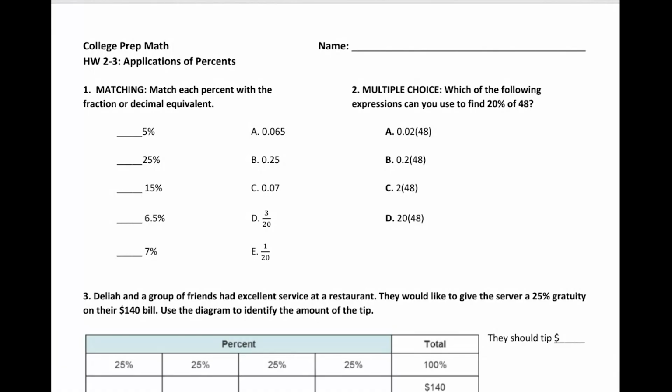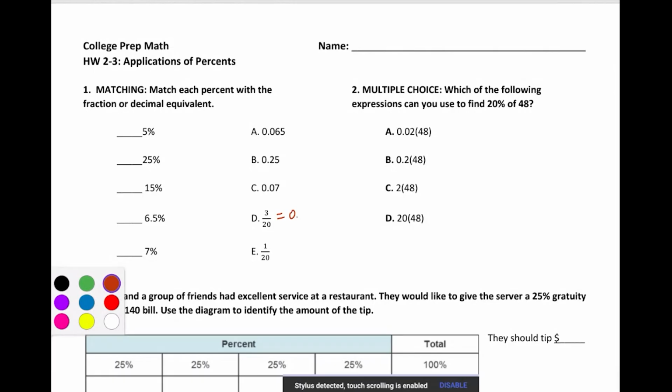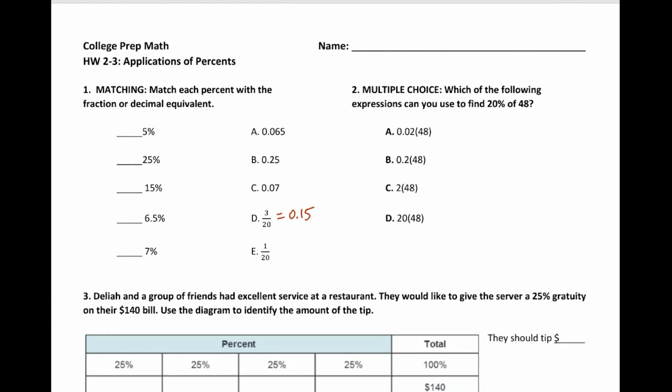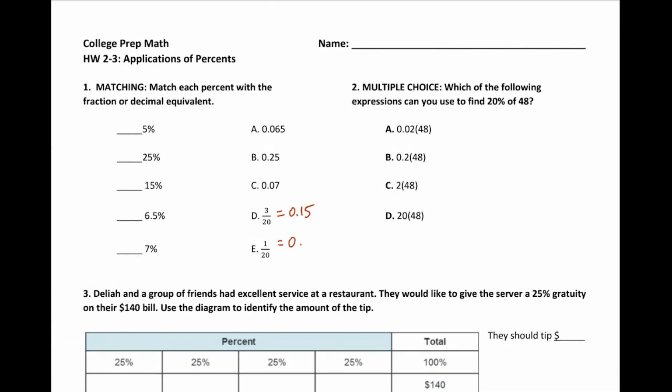The one thing that I would suggest you do is all the answer choices that are fractions, let's try to convert those to decimals first because it's just a lot easier to see the connection between the percent and the decimal than it is to see the connection between the percent and a fraction. And you can use your calculator to do this. For instance, if you just do 3 divided by 20, you'll see that that equals 0.15. 1/20th is going to be equivalent to 0.05. And if we write them as decimals, I think you'll find these matches a lot faster.